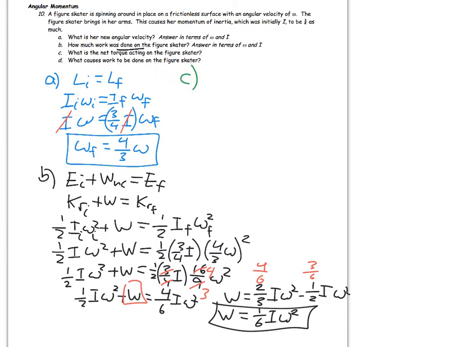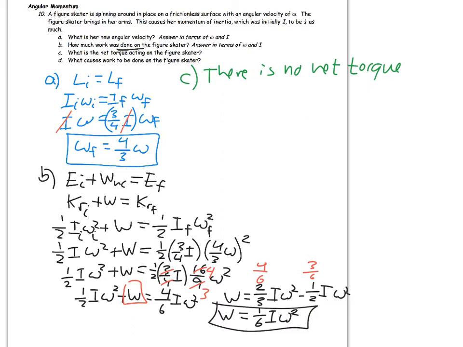Part C here asks us what is the net torque acting on the figure skater, and the answer is there is no net torque. And that just comes from the fact that there's really no outside forces acting on the figure skater. So if we don't have any outside net forces, we obviously have gravity and the normal force, but if we don't have any other outside net forces, then there can't be a net torque acting on the figure skater. Therefore, the net torque is simply 0.